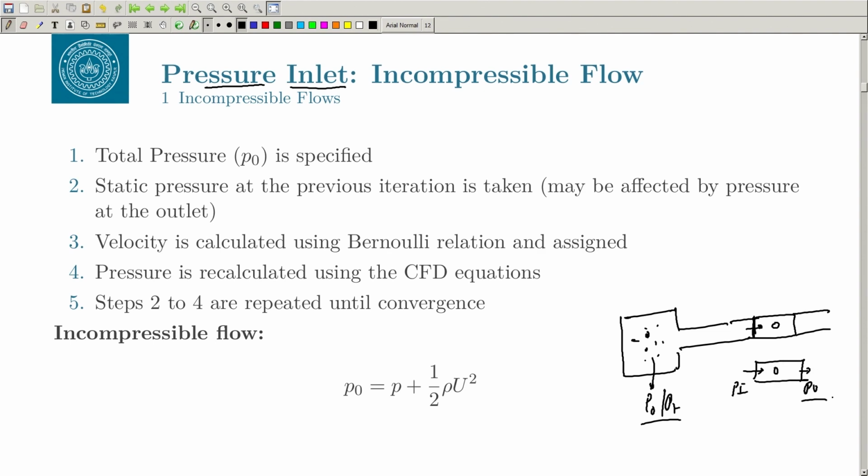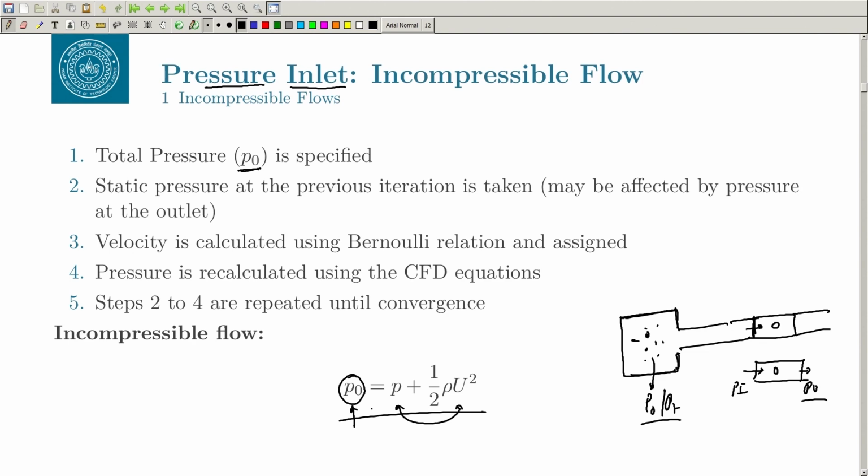So, in this case we fix the total pressure, which is the pressure in the reservoir, whatever P naught. You can take this total pressure. In fact, you can use the static pressure also. In some of the solvers you can specify the static pressure also. In Fluent, specifically, you specify total pressure, and it is a better idea to specify total pressure rather than the static pressure, because you can use this relation easily. So, your P naught is fixed, and you allow this P to vary, in such a way that your P naught is fixed.